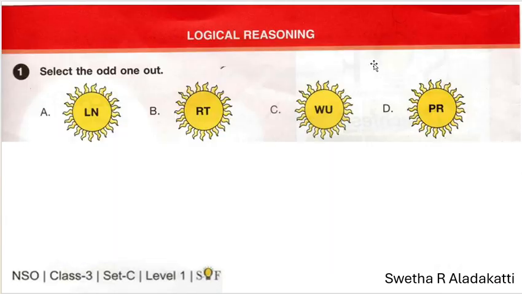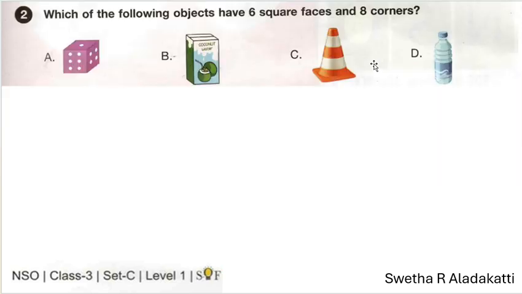Let's continue. Logical reasoning. 1. Select the odd one out. A. LN. B. RT. C. WU. D. PR. Let's see the answer. Answer is option C, WU. Reason: L, M is missing and then N. R, S is missing and then T. WU is in reverse order. It's U, V, W. It's not WU. So D, P, Q, R: Q is missing and then R. So we go with option C.